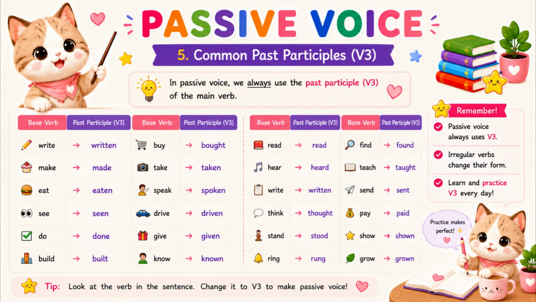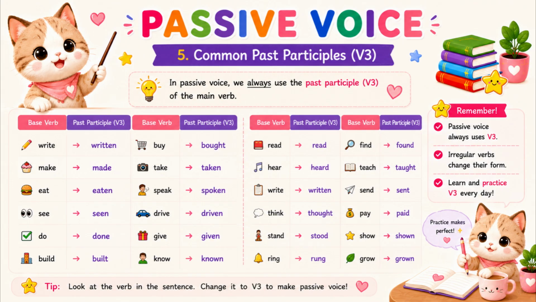Ring becomes rung. Finally, find becomes found. Teach becomes taught. Send becomes sent. Pay becomes paid. Show becomes shown. Grow becomes grown. Remember these 3 important points.